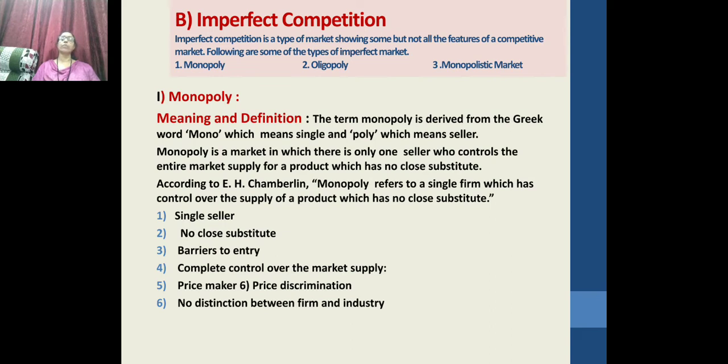So, you have to learn, मोनोपोली में आपको डेफिनेशन पढ़ना है. मोनोपोली ग्रीक वर्ड है. कौन सा वर्ड से डिराइव हुआ? मोनो मतलब सिंगल और पोली मतलब सेलर, और उसका डेफिनेशन, चेम्बरलाइन का डेफिनेशन, और 7 फीचर्स है. आपको ये ध्यान में रखना है.